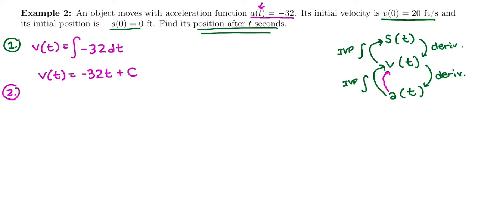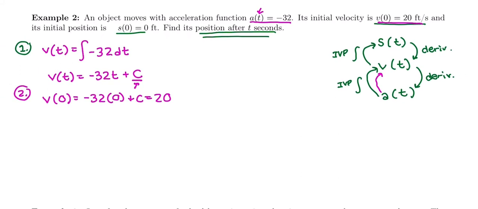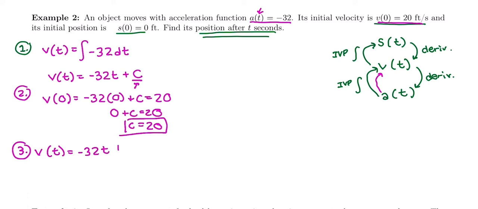Our second step is going to be to figure out what this c is. Well, we are given the velocity at 0 seconds has to be 20 feet. So we're told v of 0 has to equal 20. So we're going to do negative 32 and swap that t for a 0 plus c has to equal 20 feet per second. So of course, negative 32 times 0 is just going to be 0 plus c is 20, which means c is 20. So our third and final step is writing the overall function. V of t is going to be negative 32t plus 20.